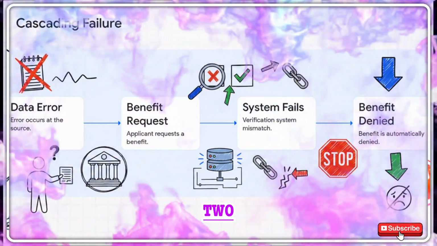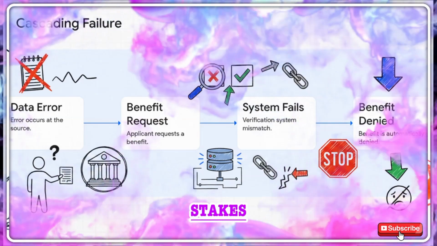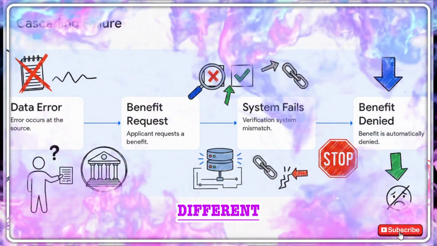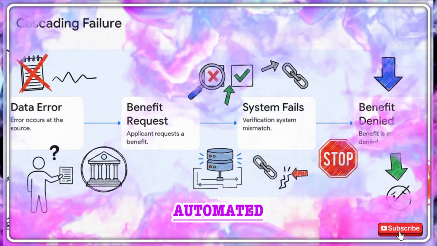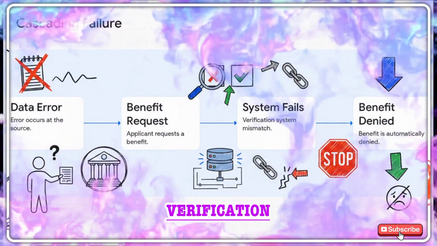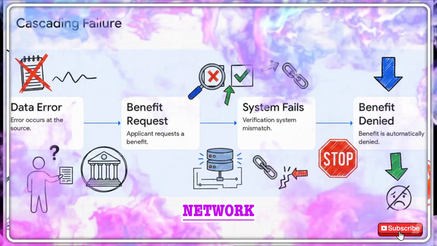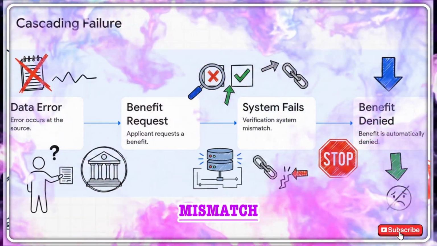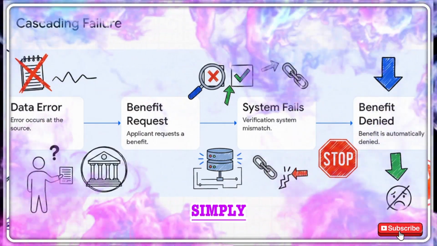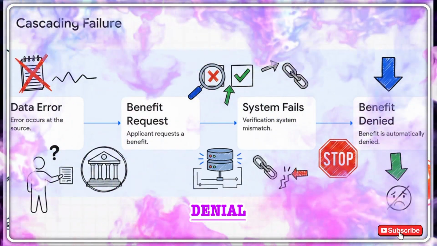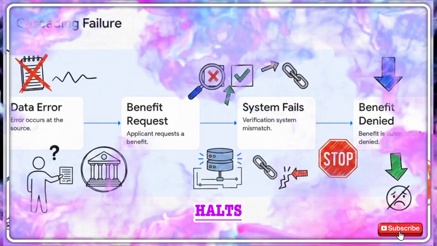Then, step 2, you go and initiate a high-stakes benefit request with an entirely different downstream agency. Step 3, that agency's automated system pings the massive verification network. And step 4, the network detects an alphanumeric mismatch. Now here's the kicker. It doesn't flag it for human review, it simply triggers an automatic systemic denial. The entire process just halts.